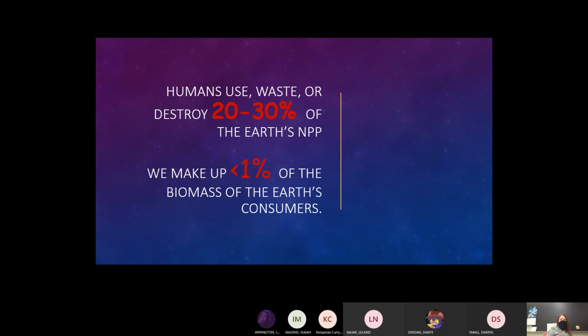All right, so humans use, waste, or destroy roughly a quarter to a third of the Earth's NPP. Yet we make up only 1% or less than 1% of the biomass of the Earth's consumers. So even though there's almost like 8 billion of us, we actually don't make up that much. But we use and abuse like 30% of it. So kind of an interesting little fact.